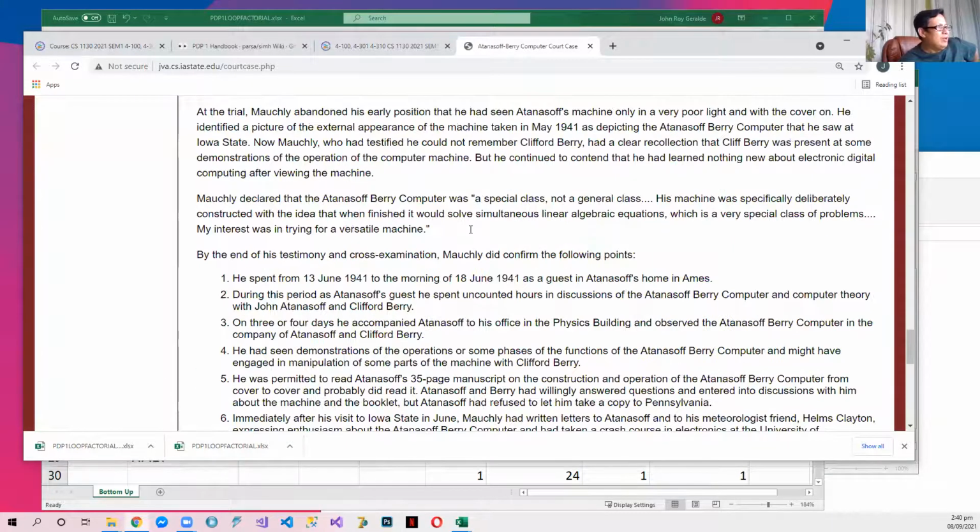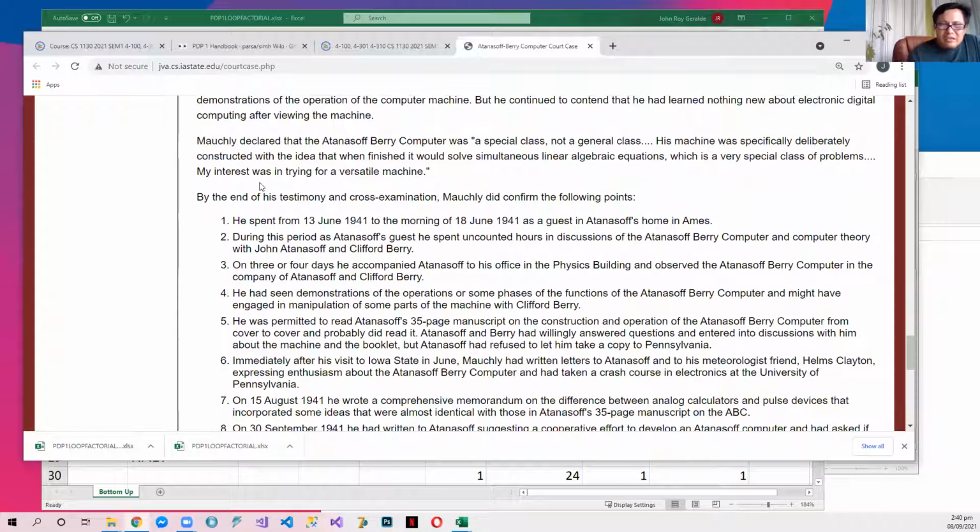So it was during 1941. 1937 was the invention of the ABC computer, just before the war. 1936 or 1937. During that time, Mauchly spent some time as a guest at Atanasoff's home, Iowa State, yes. He spent from June 13 to June 18, and he spent uncounted hours discussing the Atanasoff-Berry computer, just talking about the computer and computer theory with John Atanasoff and Clifford Berry.